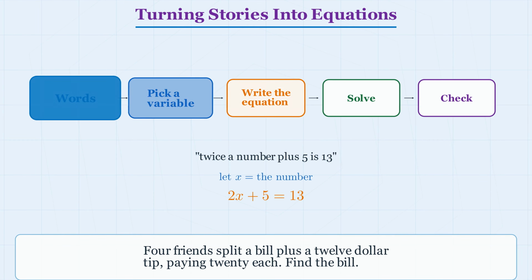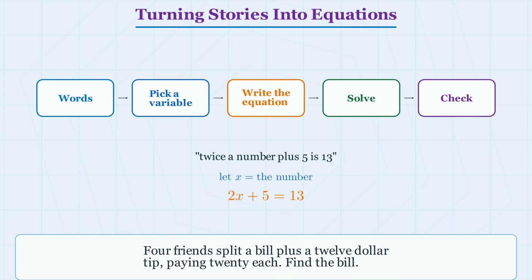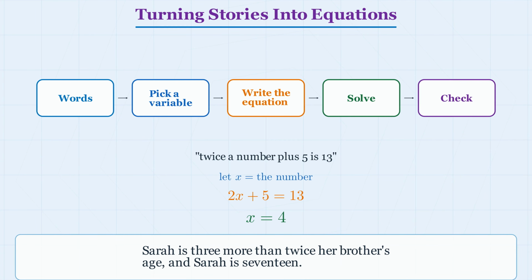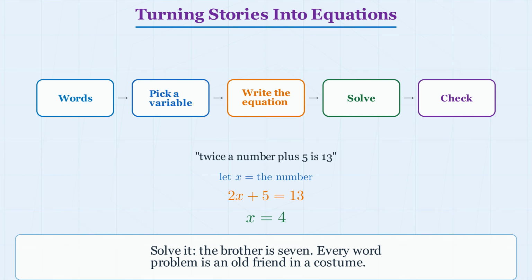4 friends split a bill plus a $12 tip, paying $20 each. Find the bill. Multiply by 4, subtract 12, the bill was $68. Sarah is 3 more than twice her brother's age, and Sarah is 17. Solve it, the brother is 7. Every word problem is an old friend in a costume.